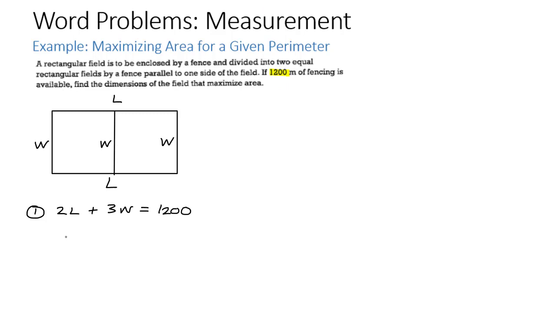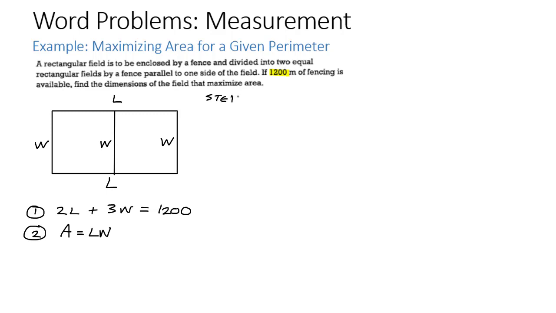So there's equation one. We're going to need another equation though. We need to bring in area because that's what we're trying to maximize. That's the clue, maximizing area. Well, area equals length times width. So what we're going to have to do here is use substitution or elimination to put these two equations together. So let me walk you through the steps that I would do here.